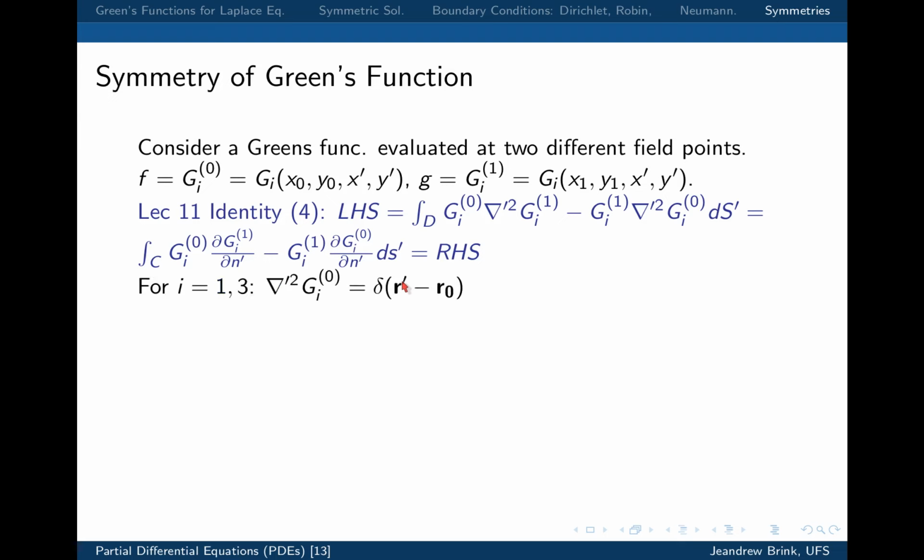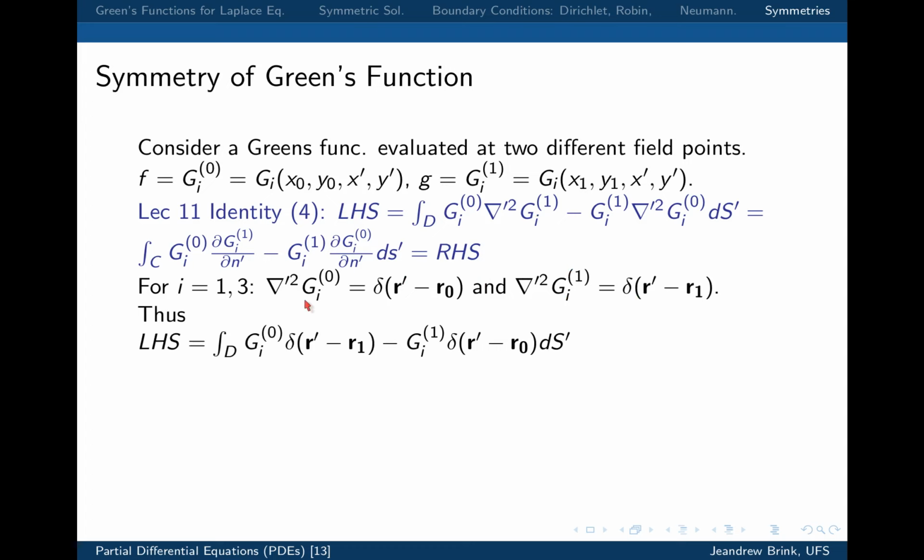Okay, so now for the three cases, the Neumann, the Dirichlet and the Robin boundary conditions, we had that the Green's function obeyed this equation, okay? The Green's function at the field point 0 obeyed that equation, and the Green's function at the field point 1 obeyed that equation, and we're now going to take that and substitute it in here.